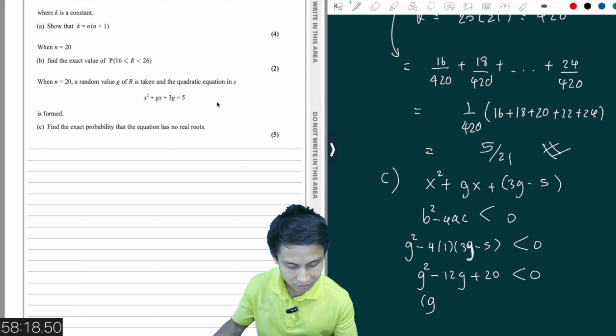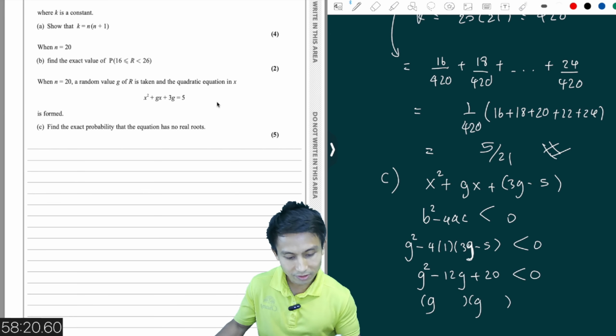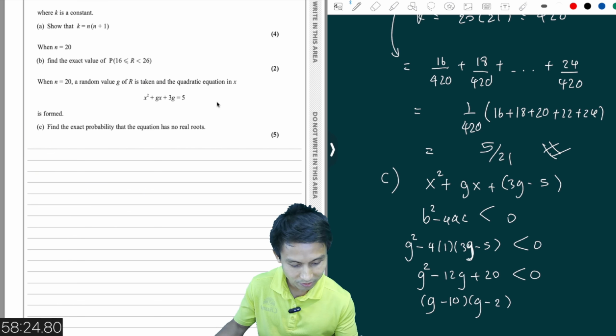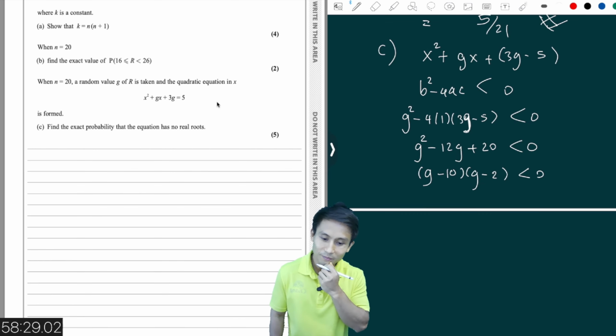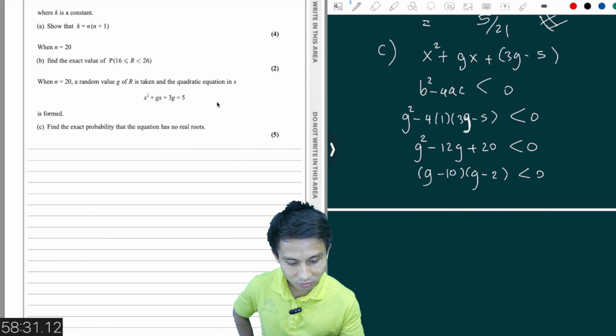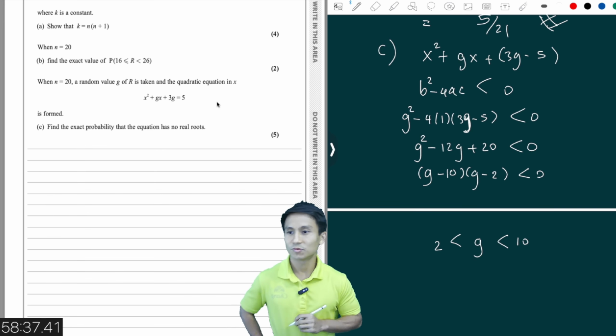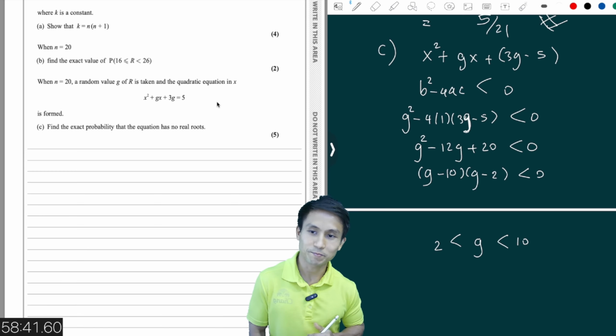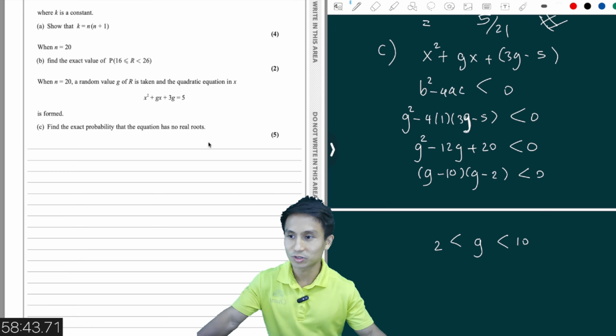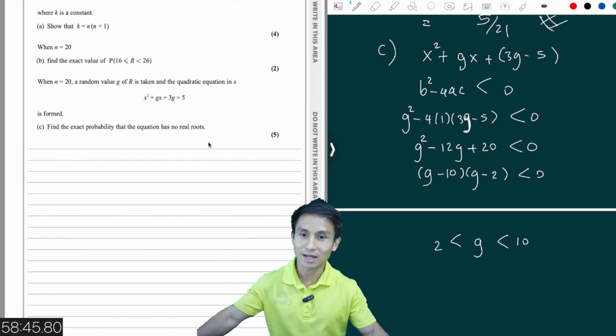So we factorize G and G, so 10 and 2, very familiar numbers here. I think I got it in the other paper before. And then from the inequality, we can say that G is in between 2 and 10, because that's where the quadratic is below the 0, right? So you get the range like that.